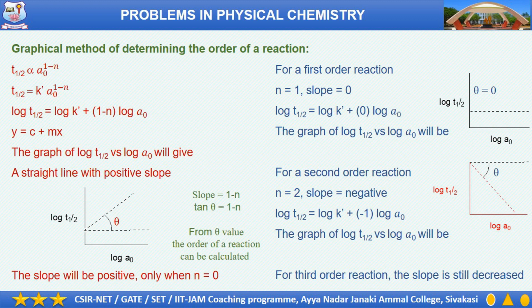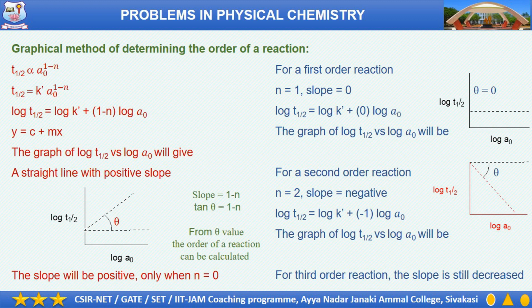And T naught is equal to this one. Or we can write it as T half is equal to, let it be some constant K prime, A naught power 1 minus n. Take log on both sides: log of T half equals log of K prime plus 1 minus n into log of A naught. Now you can plot this.